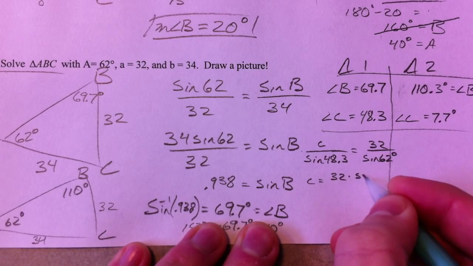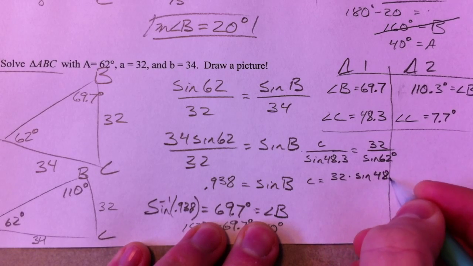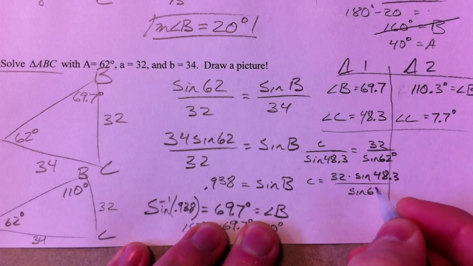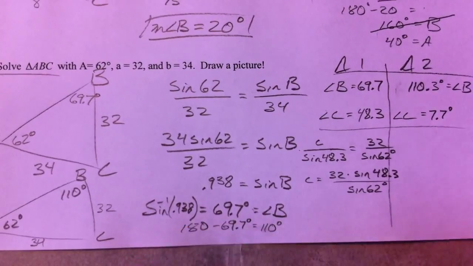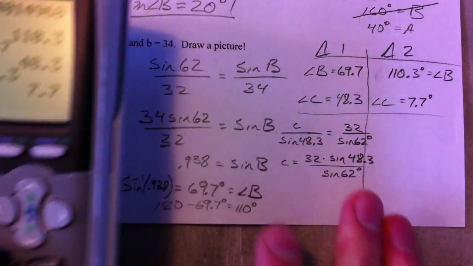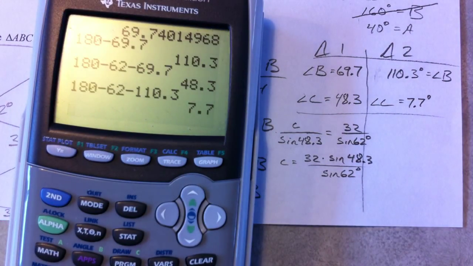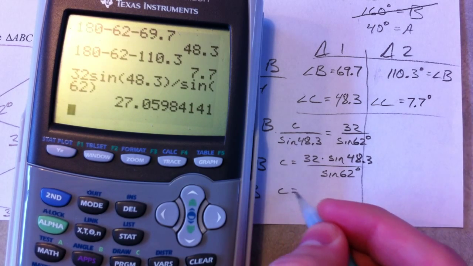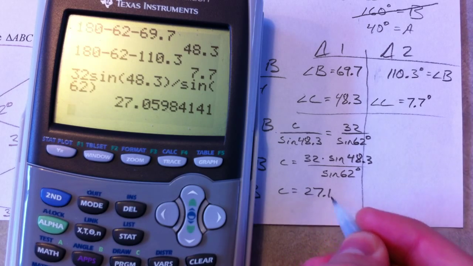32 times the sine of 48.3 over the sine of 62. So 32 times the sine, 48.3, divided by the sine, 62. And so C, side C, is 27.1.